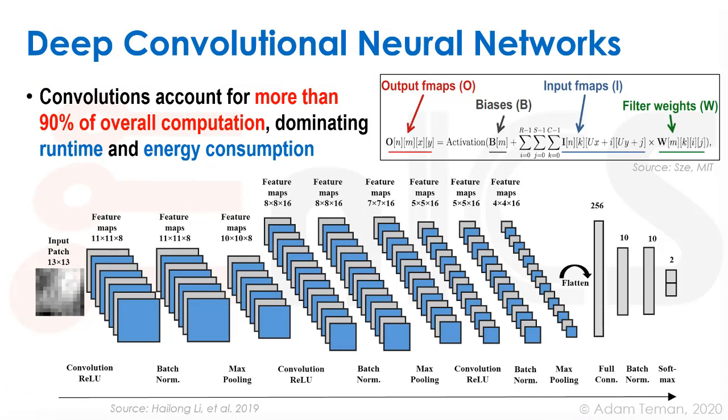So remember, deep convolutional neural networks are these very large, long networks that have many layers of convolutions, right? There are so many convolutions here that it's been shown that convolutions account for more than 90% of the overall computation, dominating runtime and energy consumption. It's a whole bunch of nested loops that have to do these convolutions all over the input feature maps.